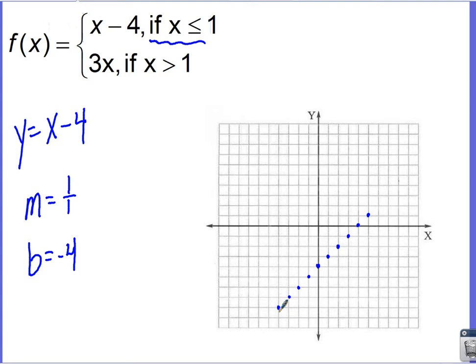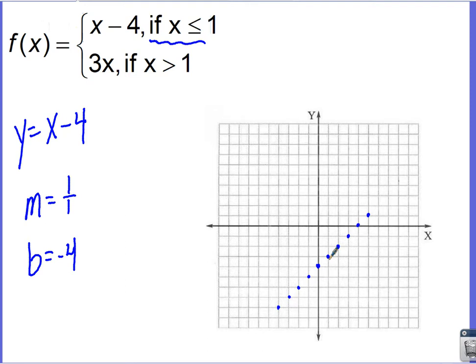So here's where the difference comes in. I only want points where x is less than or equal to 1. Easy way to remember this is, which way is it pointing? It's pointing to the left. So I want where x is 1, so remember I go on our x-axis, and where x is 1 is that point right there. So I want all of the points where x is less than 1.